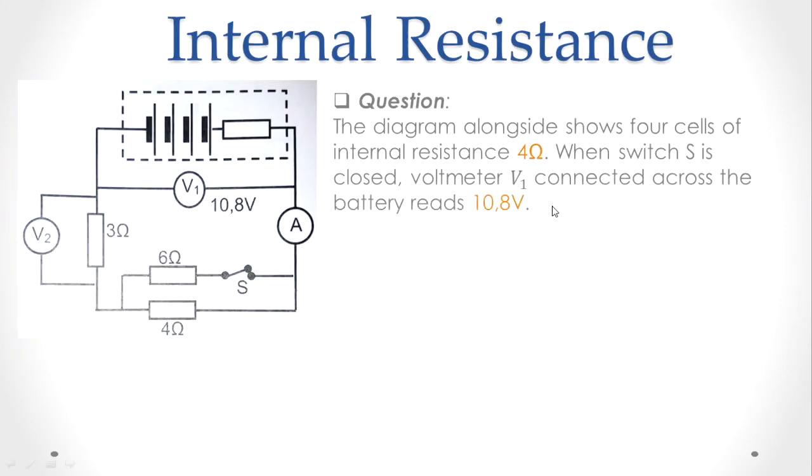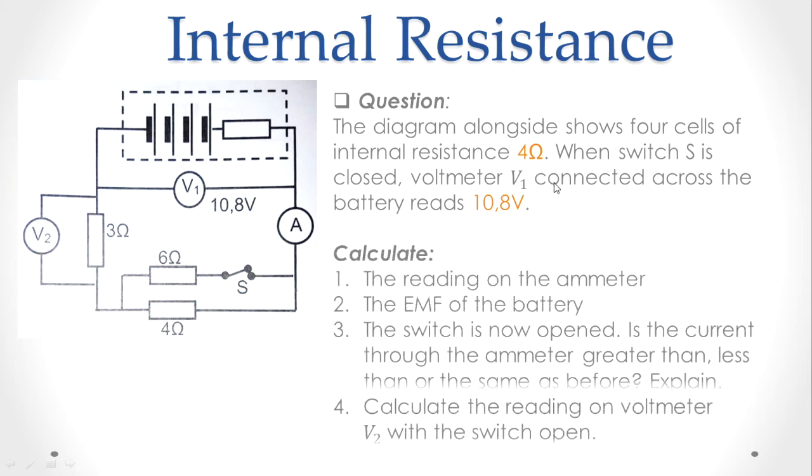Shall we look at another question here? Look at this diagram. It shows 4 cells of internal resistance 0.4 ohm each. When the switch is closed, voltmeter V1 connected across the battery reads 10.8 volts. Okay, so that's important, when it's closed. That means it's not the EMF, it's the external voltage. That should be 0.4 by the way, not 4, 0.4.